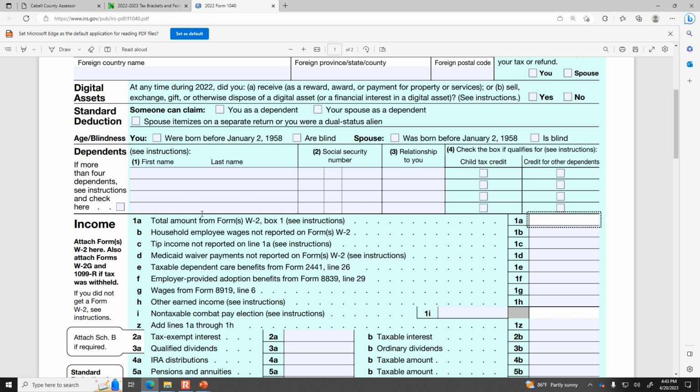So here on income, you're listing the amount of money that you make basically from work. And if you have like tip income, you're supposed to report that. So people who work in restaurants or deliver pizzas or maybe drive Uber, all of the tip income that you have is supposed to be declared here.